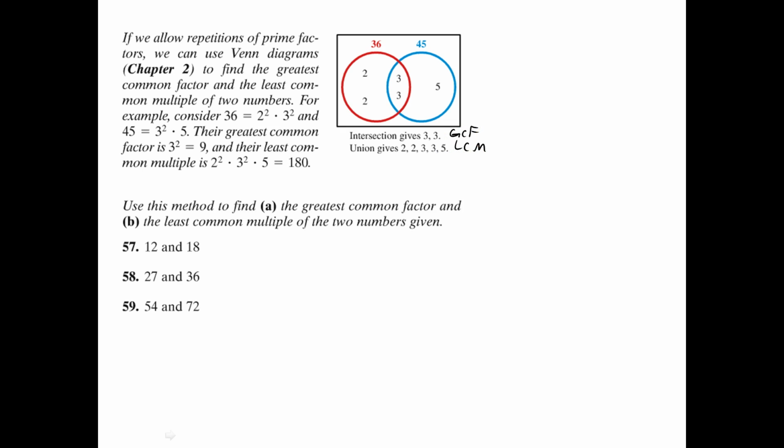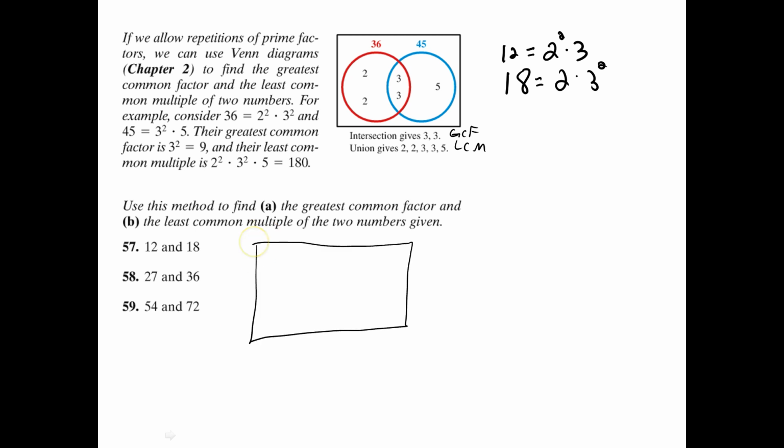So let's say that we've already found the prime factorization of these numbers. So 12 is 2 squared times 3, and 18 is 2 times 3 squared. So we go do the Venn diagram. We have a circle for 12 and a circle for 18. They share a 2 and they share a 3. Now 18 has an extra 3 and 12 has an extra 2.